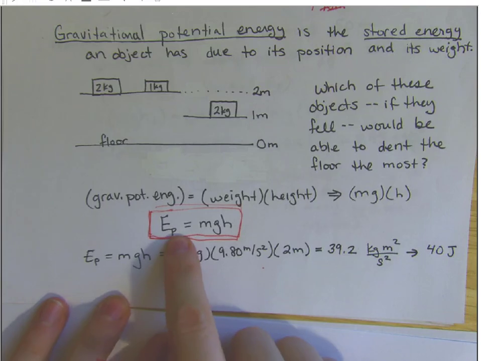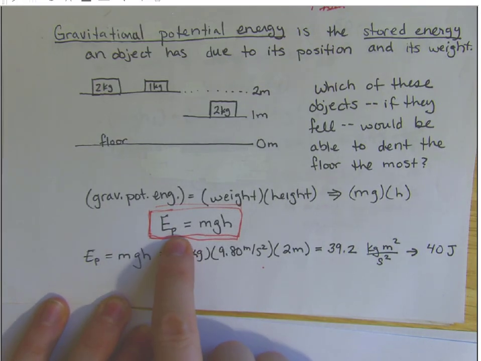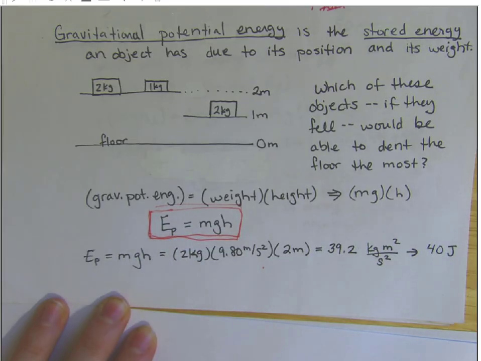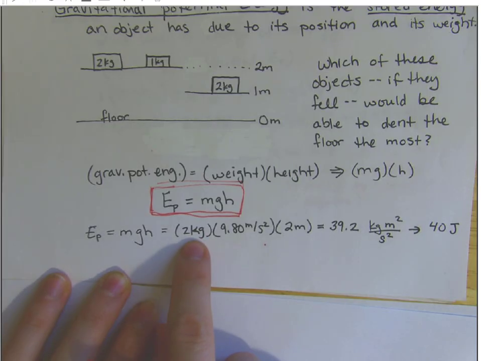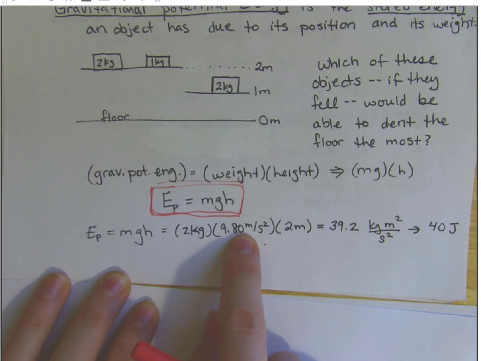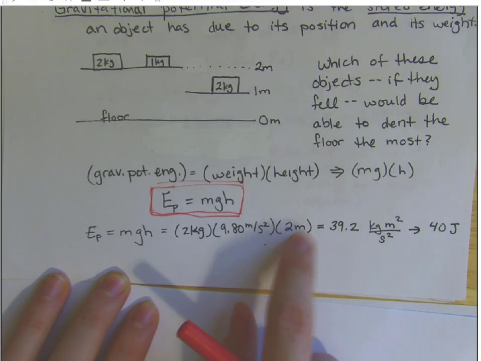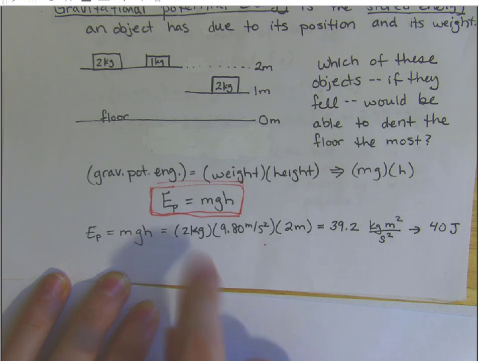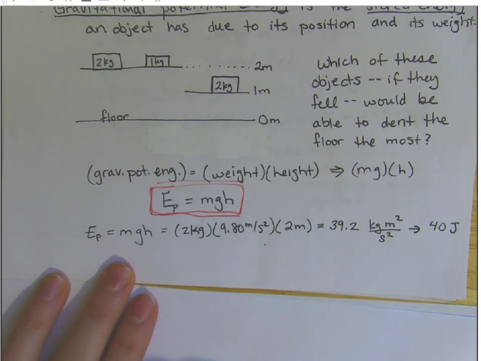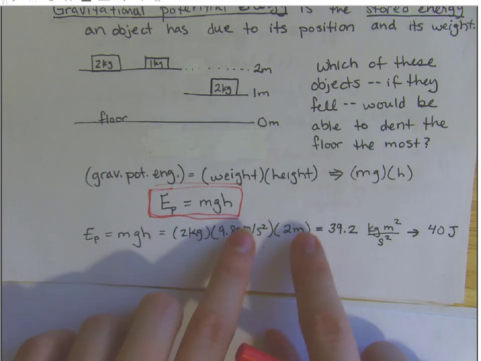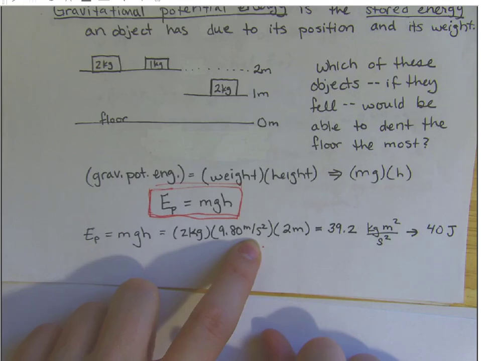So here's a nice abbreviation for it. The energy in the potential form is equal to mgh. So if we're going to plug in our numbers for that one brick, we plug in the mass of 2 kilograms, plug in g, and plug in its height compared to our origin, which I called the floor, which was 2 meters. Doing the math, I get 39.2. Gathering up the units, I get a kilogram meter squared, because they're multiplied together, divided by a second squared.